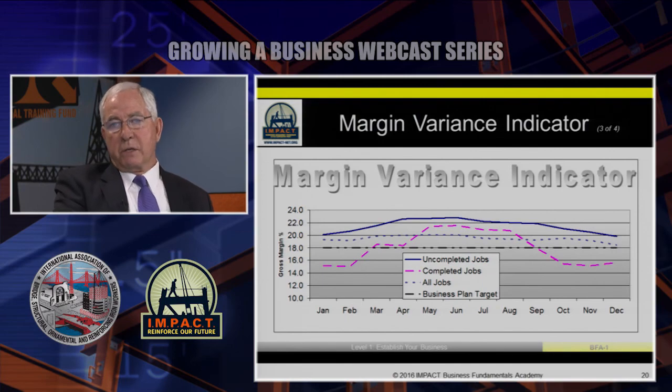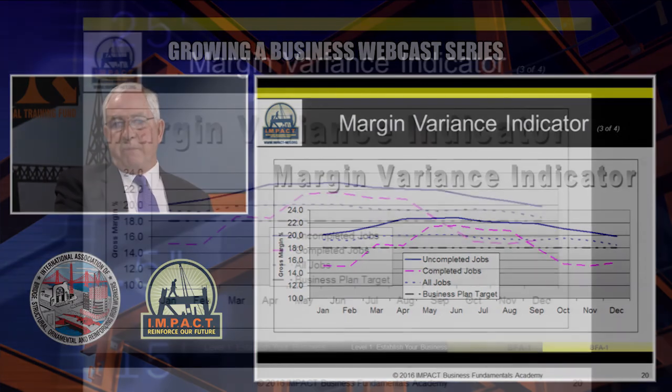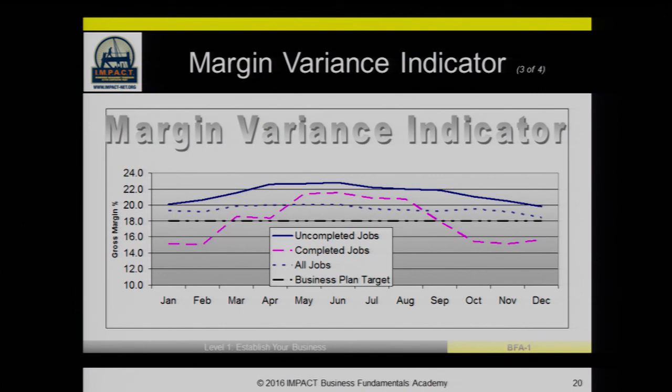Here's another one. This is the margin variance indicator, and it really tracks the total margin for the job compared with what the estimated margin was. In this particular case, we have a business goal objective of around 18% margin on our jobs. And we've got completed jobs, some that are less than that, some that are above that, and then we've got some uncompleted jobs that are kind of tracking above the trend line. And one of the things that we always try and avoid is that margin fade at the end.